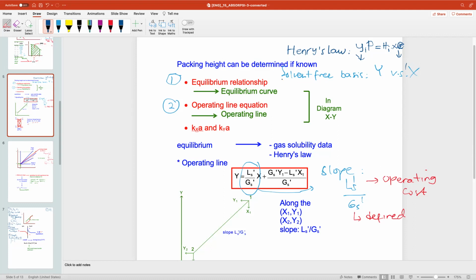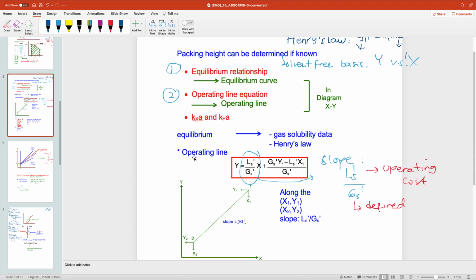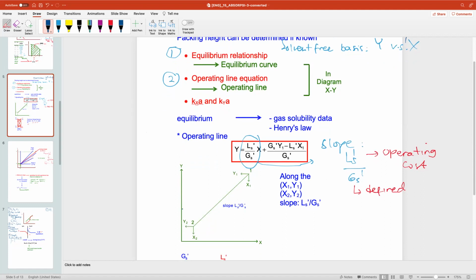So this one should be done, and then the second one you have to draw the operating line in the xy diagram. So how to draw the xy diagram? Let's have a look at the previous one. We know the y, we know the x2 as well. From the top, we know the y1, and then we have to calculate the slope.